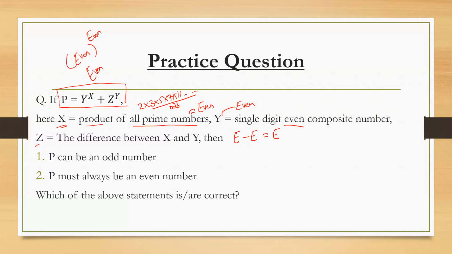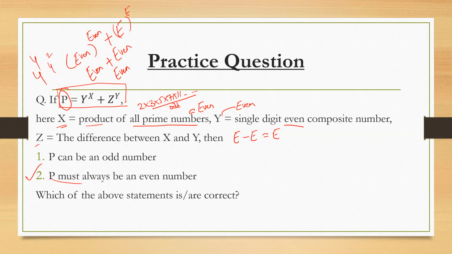That is, even to the power even is even itself. You can take any example: 4 to the power 4, 4 to the power 2 is 16, that is again even. Similarly, here, z to the power y: z is again even, to the power y, y is again even. So again, even to the power even is even itself. So even plus even is even. So what can you say about the expression P? P will be even.